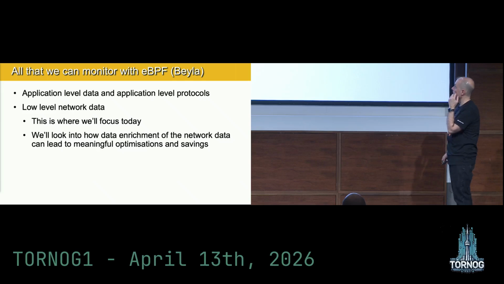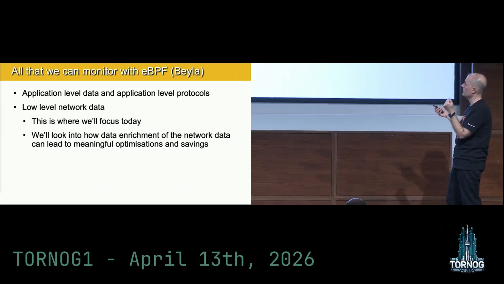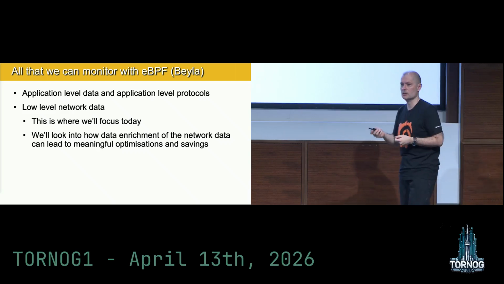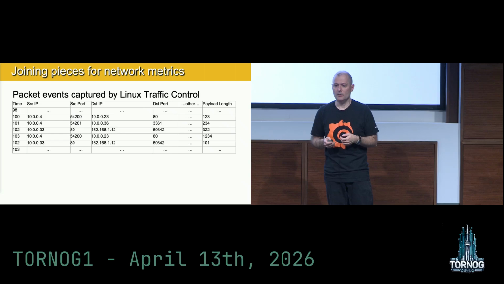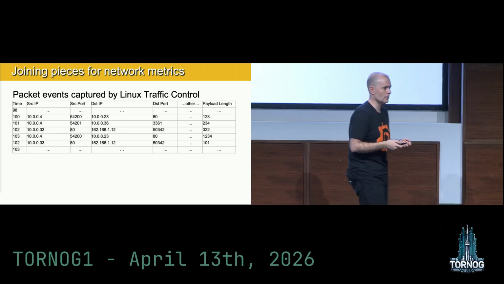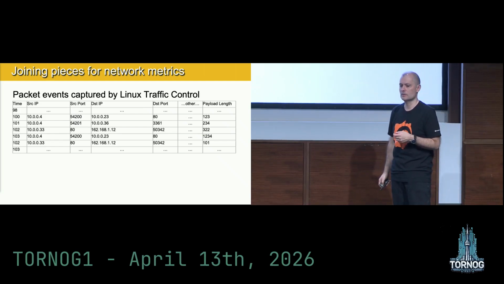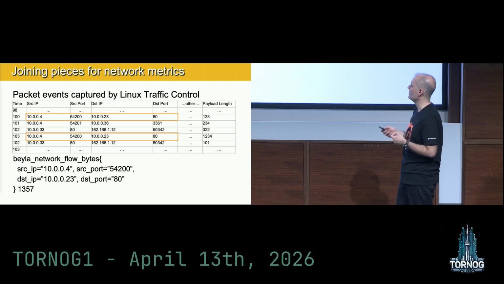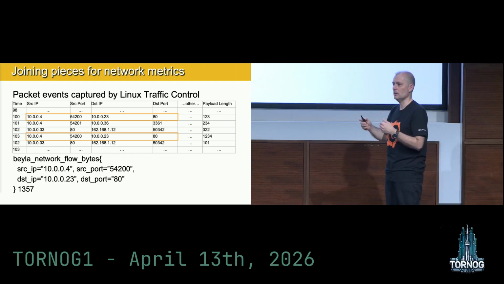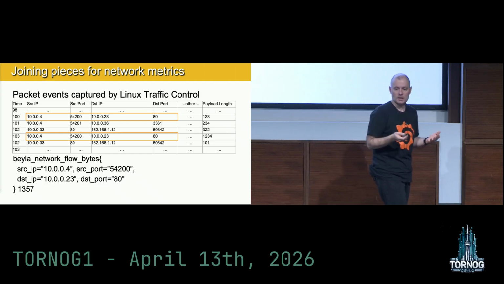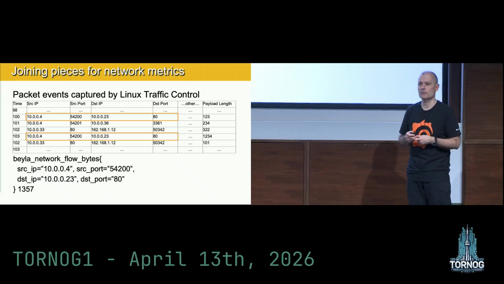So what can we monitor? We can monitor application level data with application level protocols, and low level, level 3 and level 4, metadata. This is where we focus today. And we look at how we can enrich this data so it can actually make sense to the end users. So why end users? Let's say I use Linux traffic control and we capture this data in production and we have a nice flow table that tells us IP addresses. We pick this IP address here, and we can see, okay, these two are talking, and that produced a single flow of bytes. We can tell our end user that there was a transaction between these two IP addresses, and it ran this many bytes back and forth.